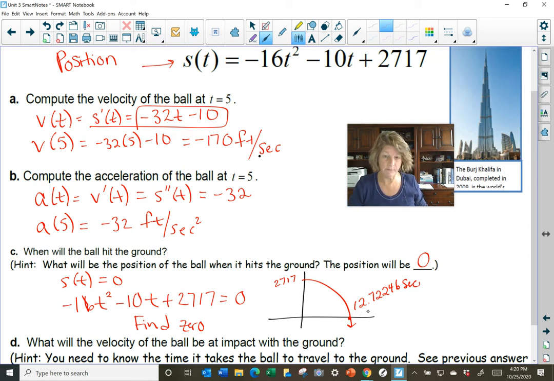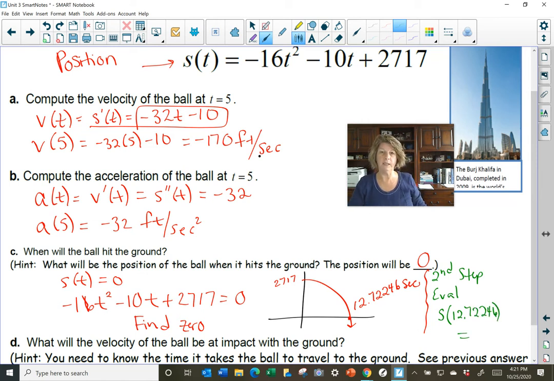So what will the position of the ball be? That doesn't answer the position question, does it? I need to take that time that it took for it to hit 0, plug it into the position function. So this will be a second step, and that's to evaluate s of 12.72246 into my position function and get an answer. I will do that real quick.